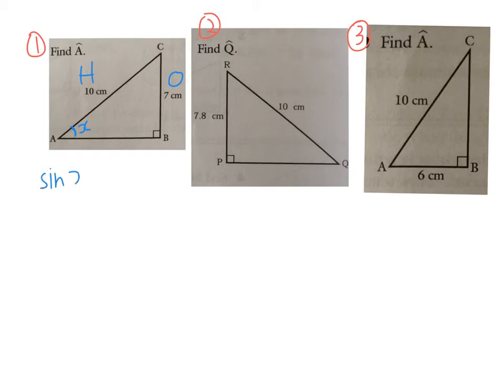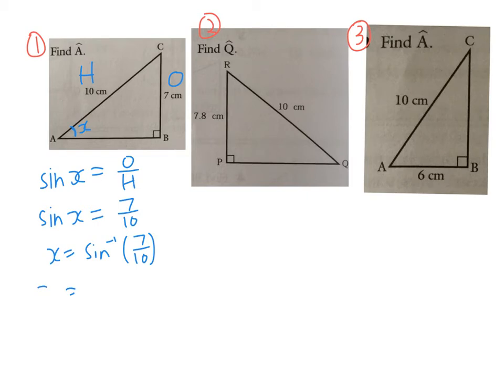So we write sine x equals opposite divided by hypotenuse. So sine of the angle, which we don't know, would be 7/10. To get x, we do the sine inverse. So we press shift, sine, and then enter in the 7/10. Close the bracket, otherwise you get an error. And the inverse sine of 7/10 is 44.4 degrees to 3 significant figures.